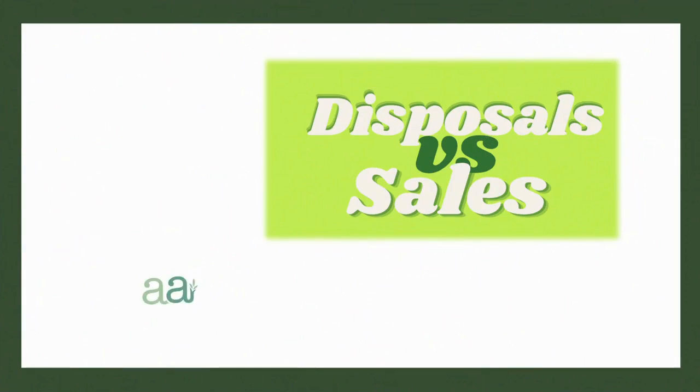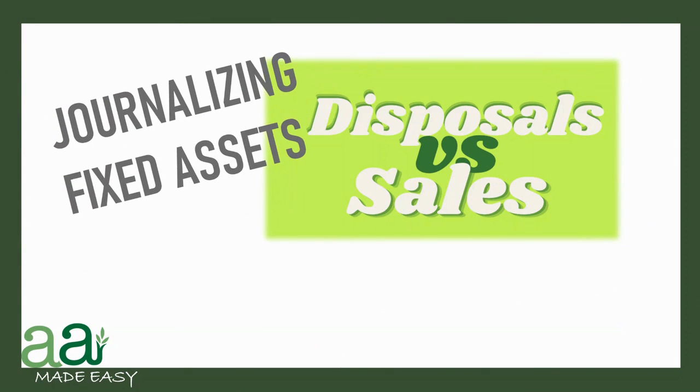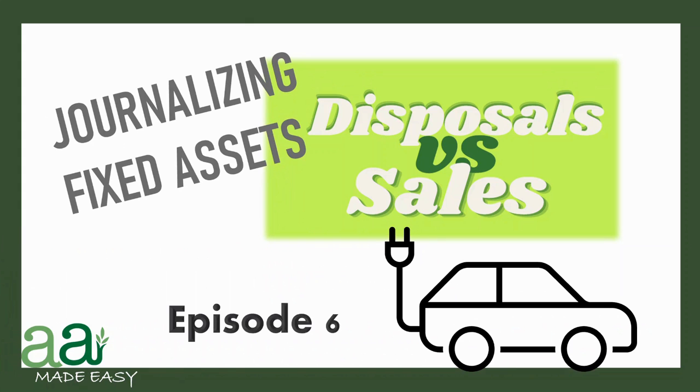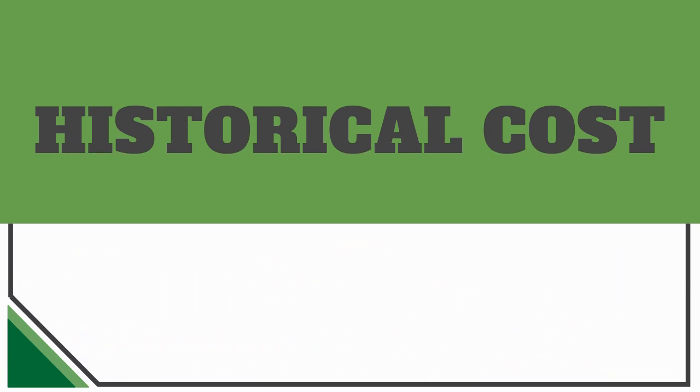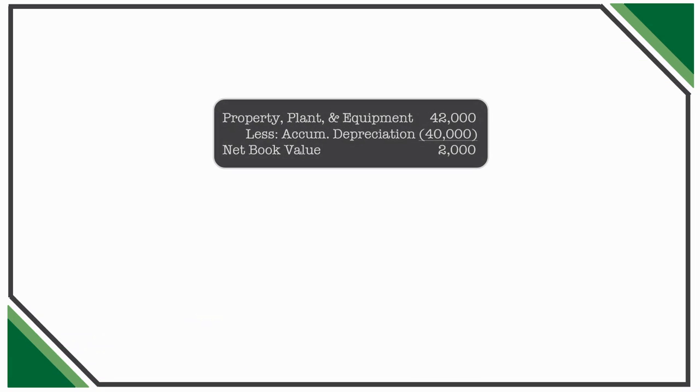This is Accounting with Audra, and in this episode, number 6 in Accounting Basics, I will explain how companies journalize both the disposal of and sale of fixed assets for both assets with no residual value and assets with residual value. Fixed assets reside on a company's balance sheet at historical value. In other words, original purchase price net of depreciation.